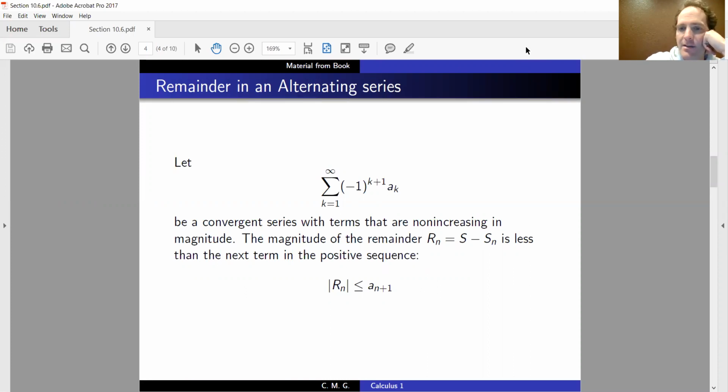Basically the remainder, the difference between the actual sum and the partial sum, is no bigger than the next term in this sequence of terms. So that's pretty cool. Basically, that means that I can give you some sort of accuracy of how close I am to the actual value of the series, right? And we will use this later on when we're talking about some special series that estimate things like natural log or sine or cosine.